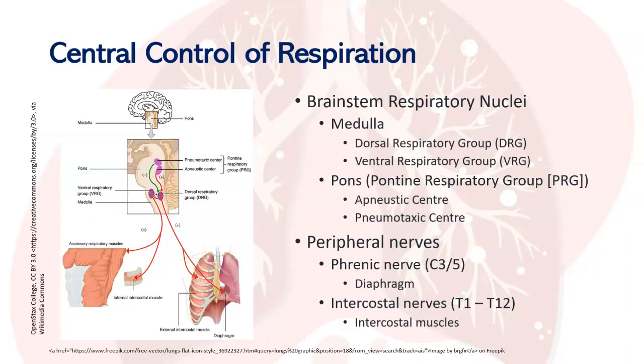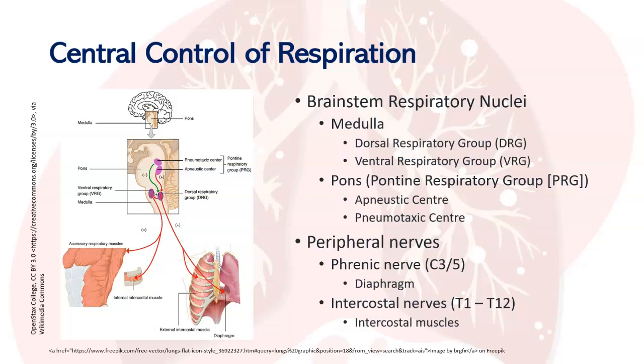Let's look at the control of respiration. Let's just look at the brainstem. The respiratory center is based in the brainstem around the medulla and pons, and it's made up of a few nuclei, specifically the dorsal and ventral respiratory group and the pontine respiratory group. The dorsal respiratory group, when triggered, causes inspiration, whereas the ventral respiratory group controls expiration through cutting off of the inspiratory drive and therefore allowing the patient to exhale.